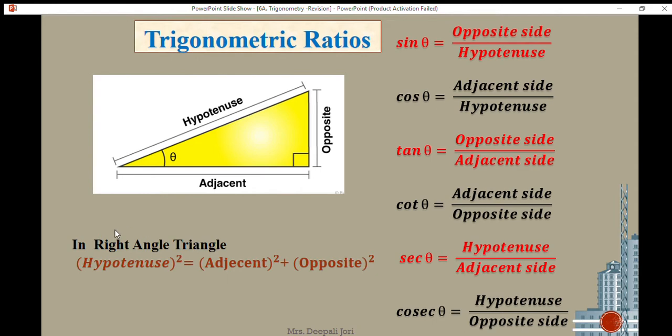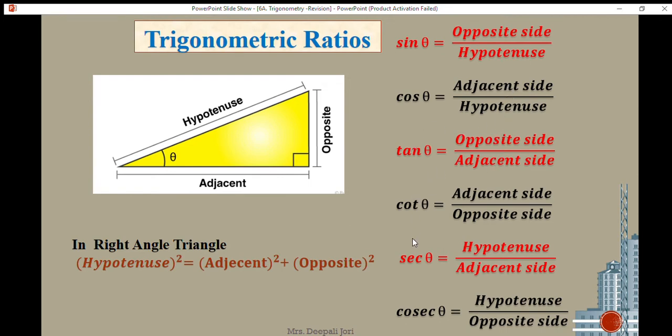Now let's move further. This is again your revision part. See the figure of right angle triangle in which, see this is your angle theta, if we suppose this is the hypotenuse. So the adjacent side of that theta is that base and opposite side is that height. So for this right angle triangle, as we know that sine definition is opposite side upon hypotenuse. For cosine, the definition or the formula is adjacent side upon hypotenuse. For tan, it is opposite upon adjacent.